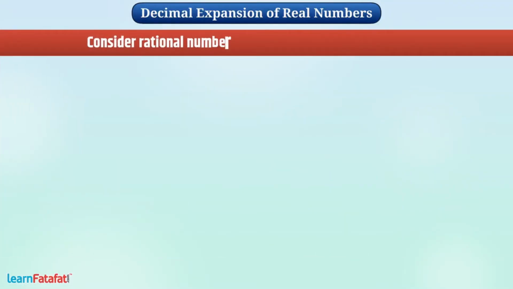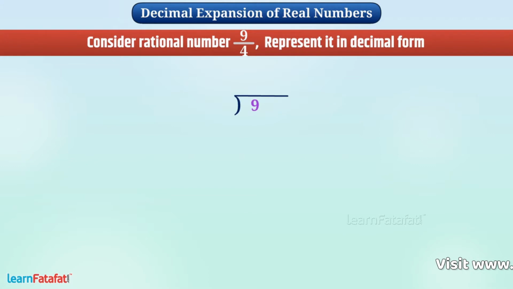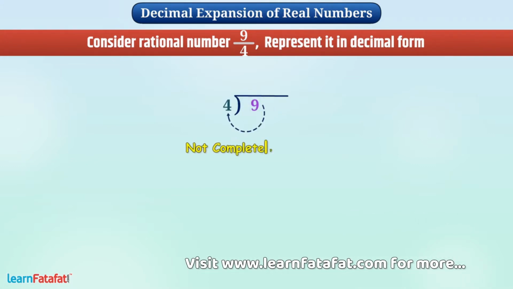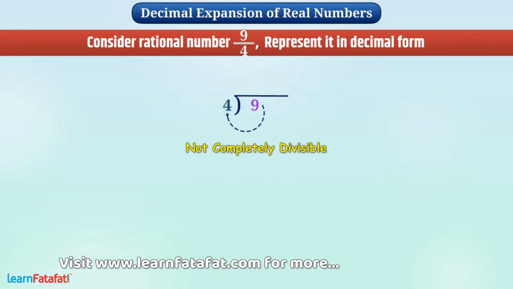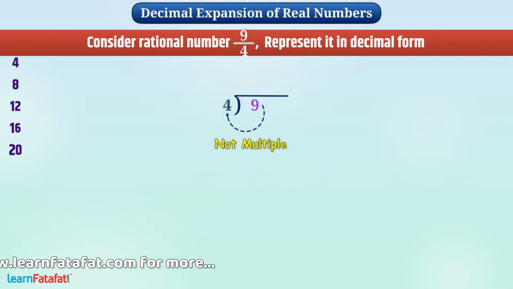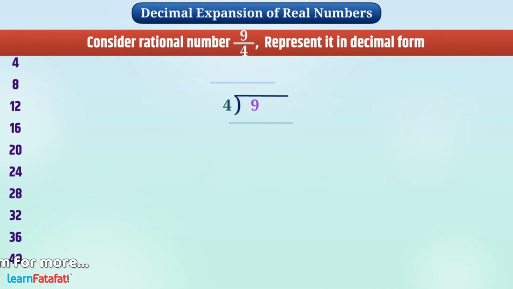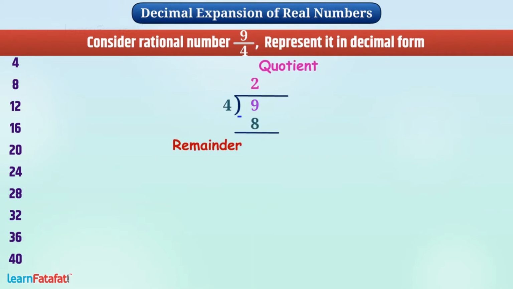Consider rational number 9 by 4. Let's try to represent it in decimal form. For that, we divide 9 by 4. Here it is clear that 9 is not completely divisible by 4 as 9 is not a multiple of 4. If we divide 9 by 4, then the quotient is 2 and remainder is 1.